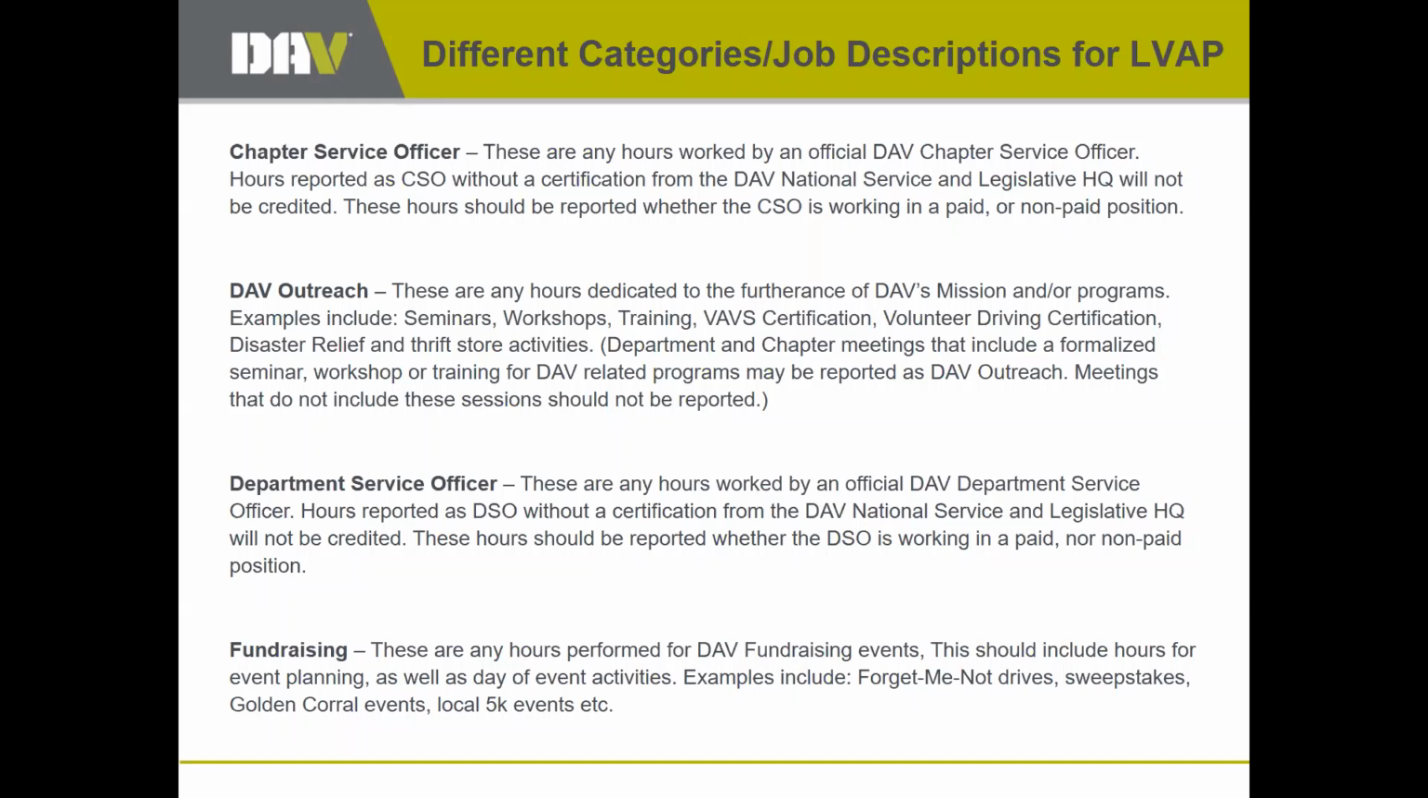Fundraising is just what it sounds like: any hours performed for DAV fundraising events. So hours for event planning and day-of-event activities. This is our Forget-Me-Nots, any sweepstakes you may do, Golden Corral events. If your department hosts a local 5K event, the hours should be submitted under fundraising. They should only be submitted under DAV 5K if you're attending the DAV National Series 5K in Cincinnati. So just remember that if it's a local 5K, please report that under fundraising.